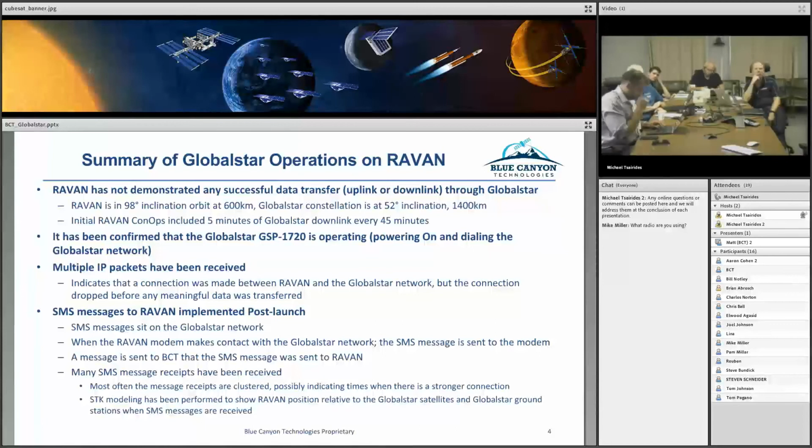We have confirmed that, from the spacecraft's perspective, the Globalstar is operating, it powers on, and we can dial into the Globalstar network. We have seen multiple IP packets received on the ground, so we know that that connection has been attempted to be established, but we haven't had any meaningful data actually transferred.